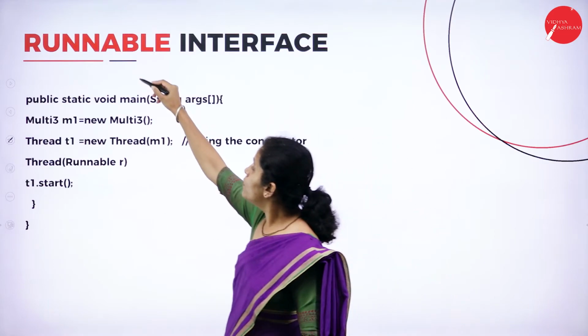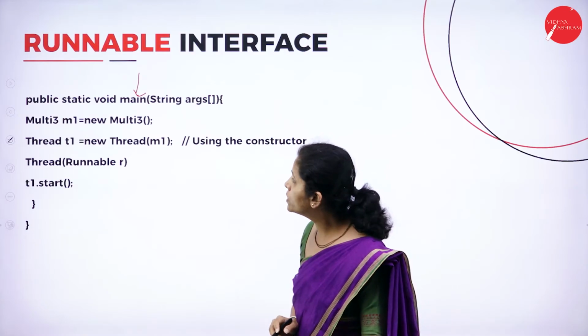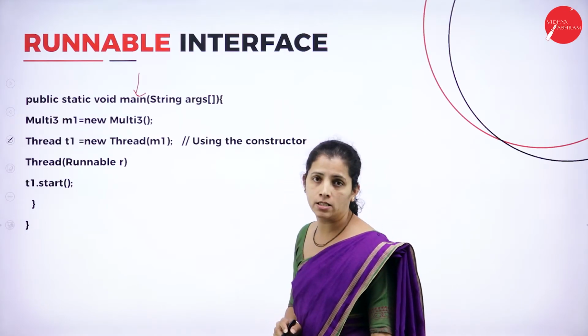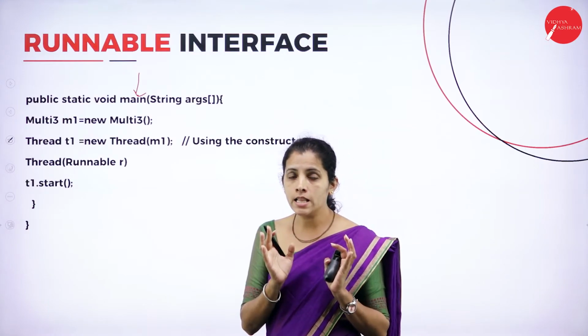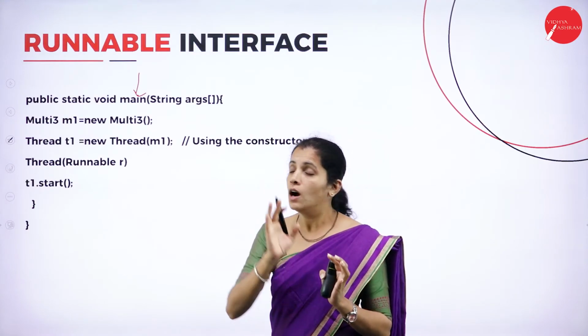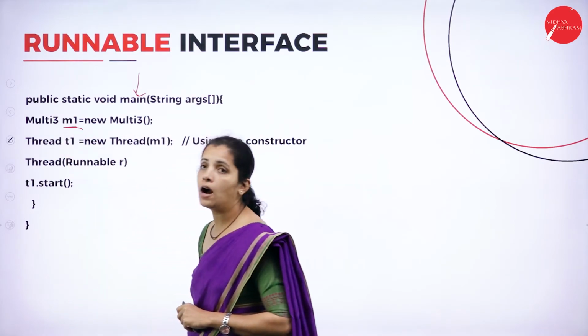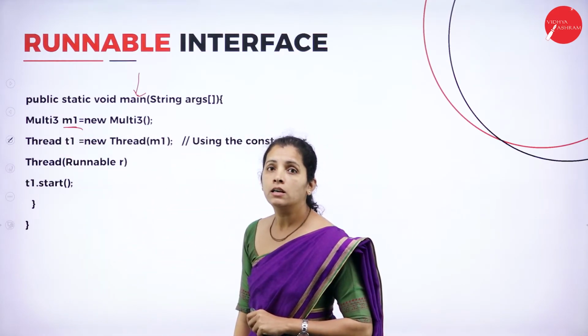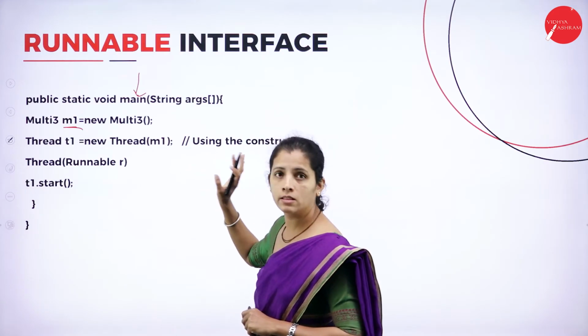Now, I'm going to write the main program and I'm going to create the object for my class. What is my class name? It is Multi3 and I'm going to create the object for that. Now I'm going to create a thread.